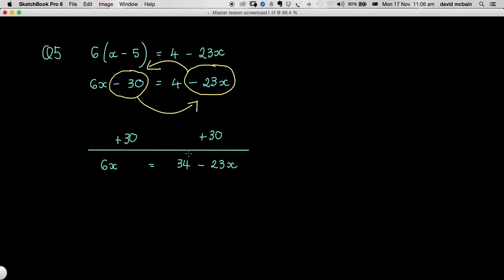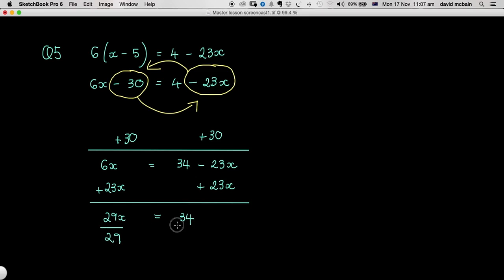Now we're going to move our x term, our negative 23x. Now it's minus 23x, so we need to add 23x to both sides. Notice how I use these horizontal lines to keep things organised. I would highly recommend that you do the same. 23x plus 6x is 29x. And over on the right hand side we've just got 34. So we're nearly there. So the final step, to get rid of the 29 in front of the x, we divide both sides by 29.